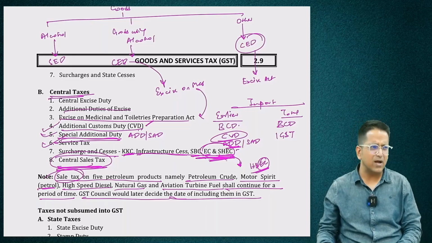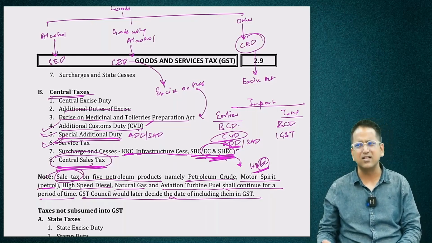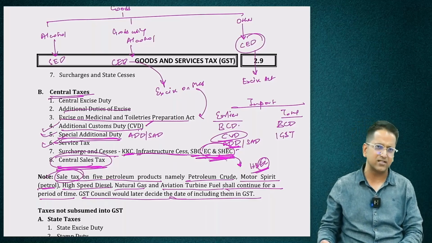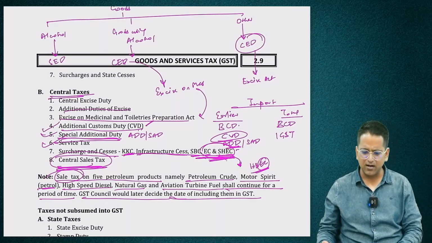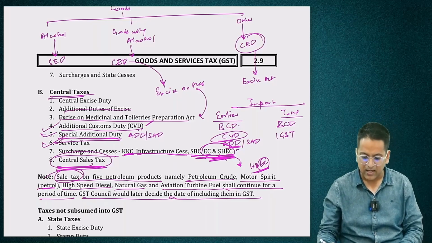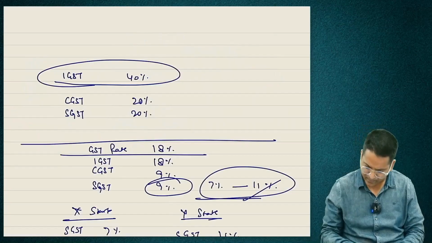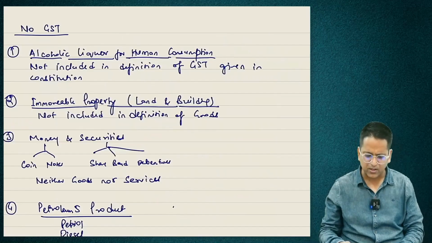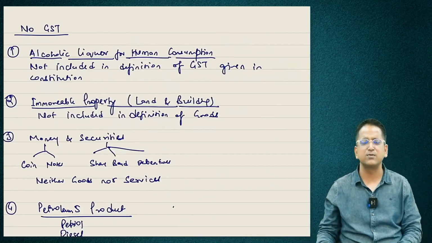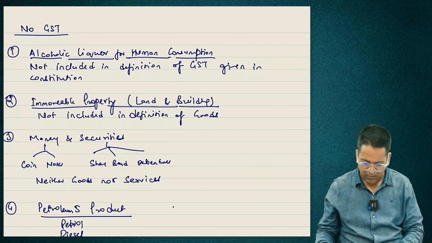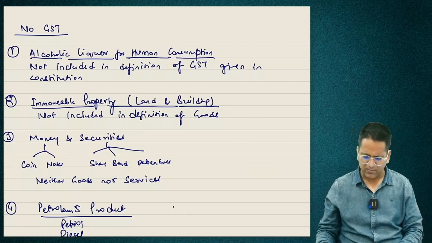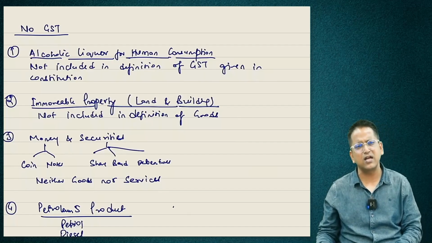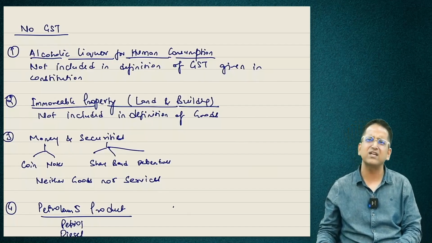Okay? Therefore, if I tell you what I think, I believe that petrol should be brought under GST. What all is in GST and what is not, its list was with you, right? Yes. Alcoholic liquor for human consumption: it will take time, it's not included in GST yet. Immovable property: it will be included in GST, see, it will come in some time. Money and securities.